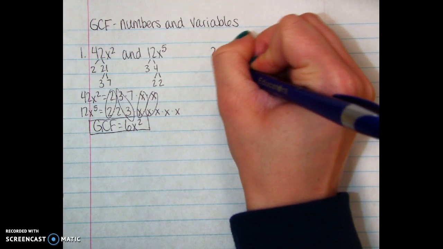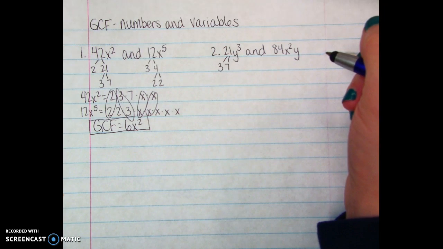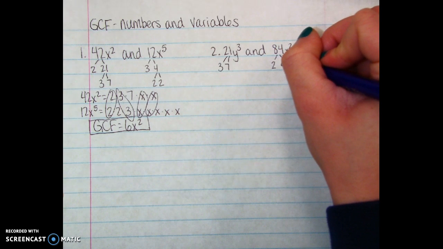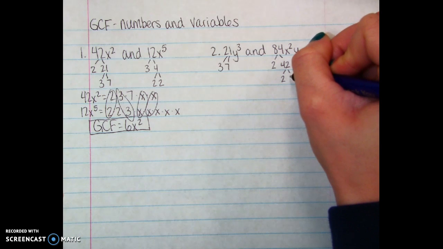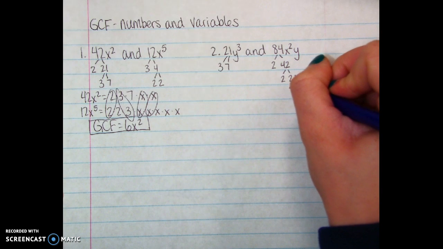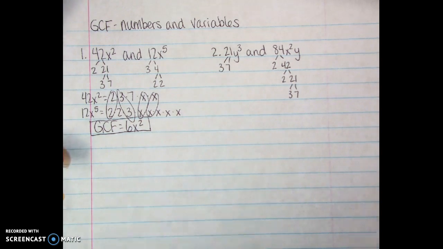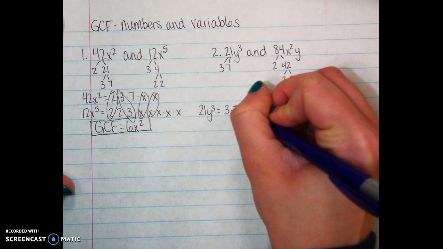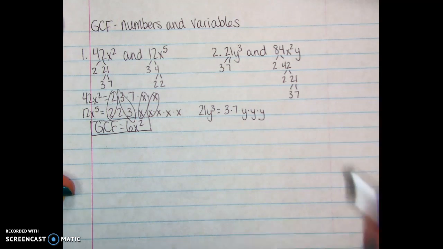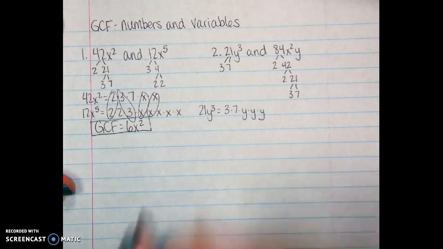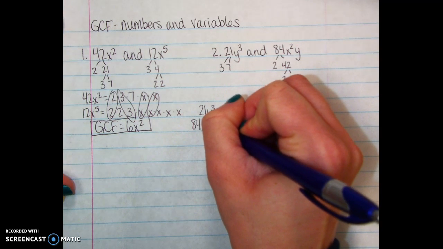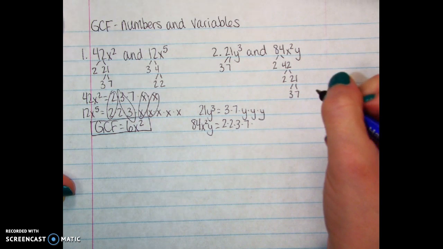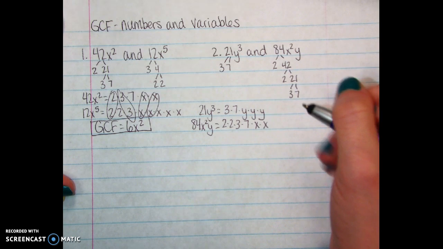Okay, 21 is 3 and 7. And 84 is 2 and 42. 42 is going to be 2 and 21. 21 is 3 and 7. Okay, let's write it out. 21y cubed is 3 times 7 times y times y times y. 84x squared y is 2 times 2 times 3 times 7 times x times y.